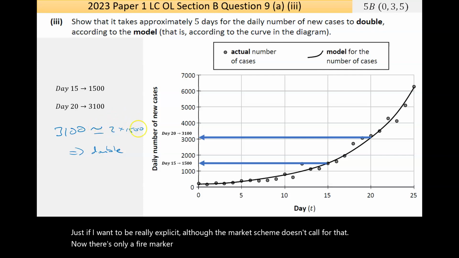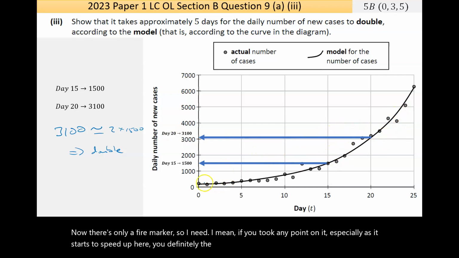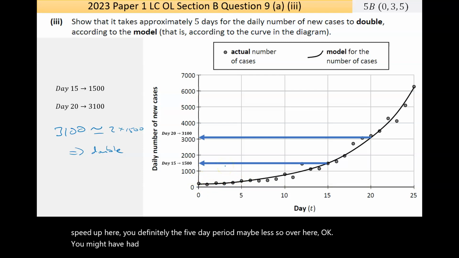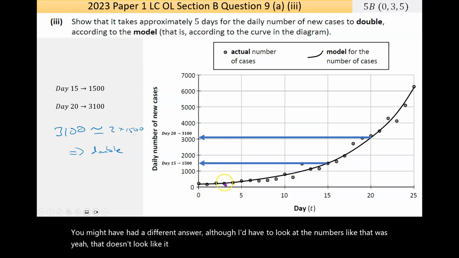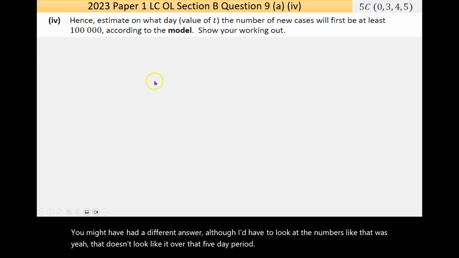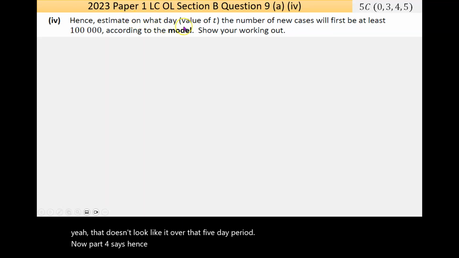So if you took any point on it, especially as it starts to speed up here, you definitely see doubling in the 5-day period, maybe less so over here. You might have had a different answer, although I'd have to look at the numbers. No, it doesn't look like it over that 5-day period. Now, part 4 says, hence estimate on what day, the value of t, the number of new cases will first be at least 100,000.